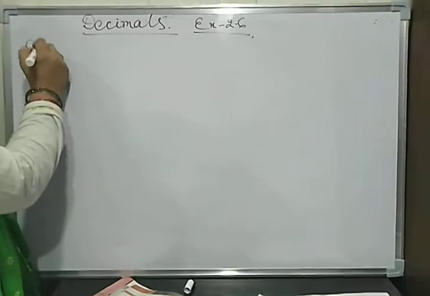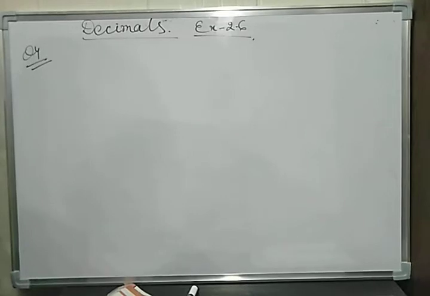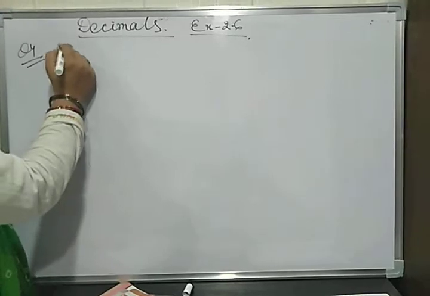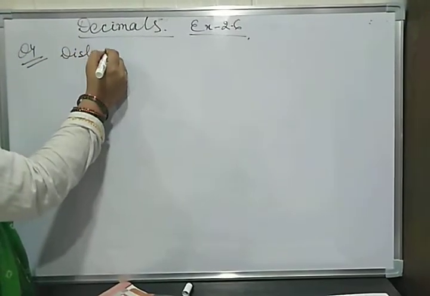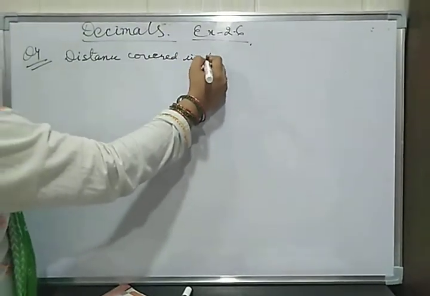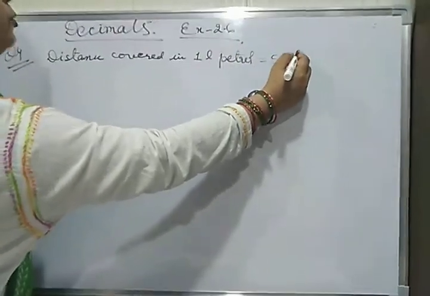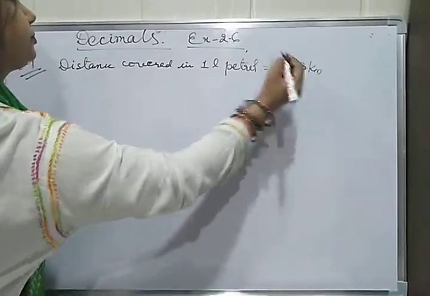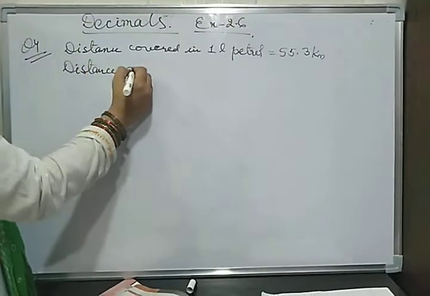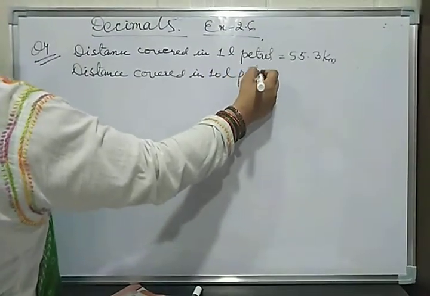Now the fourth question of this exercise is: a two-wheeler covers a distance of 55.3 km in 1 liter of petrol. How much distance will it cover in 10 liters of petrol? First we'll find out the distance covered in 1 liter petrol, which is equal to 55.3 kilometers. Now we have to find out the distance covered in 10 liters petrol.